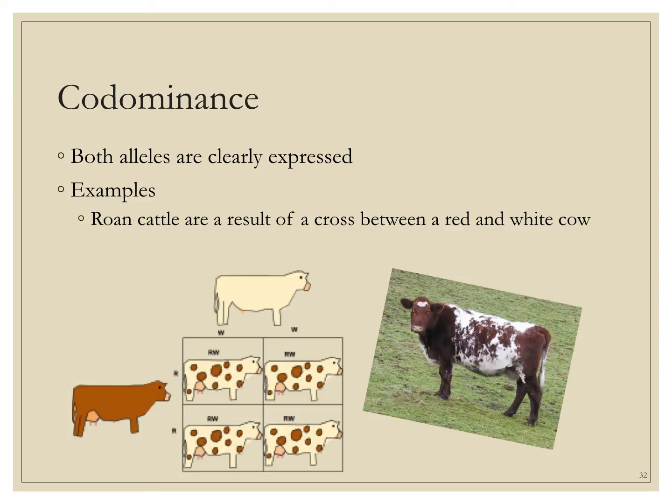And you can see on the bottom in that Punnett square, the way that that's written is with 2 capital letters, because neither one of them is recessive, and they're both going to show because it's co. So we have the red cow written as capital R, and the white cow written as capital W. So when those alleles come back together, it's a capital R and a capital W. So that lets you know that they're both going to show. And there's a picture of a real cow there on the right.